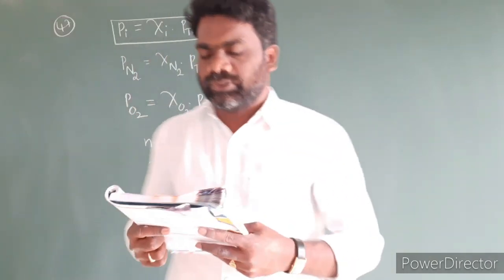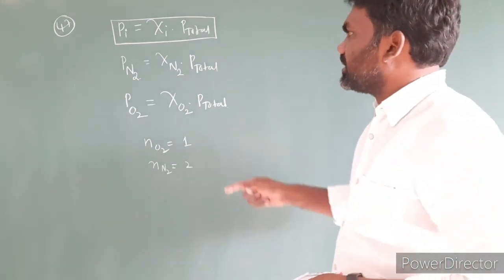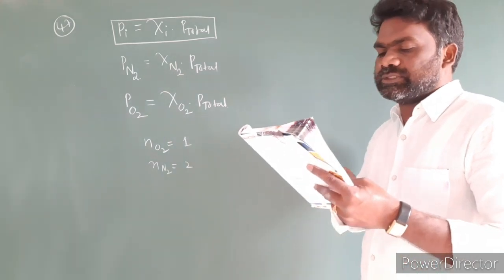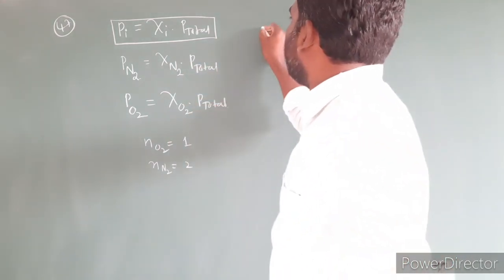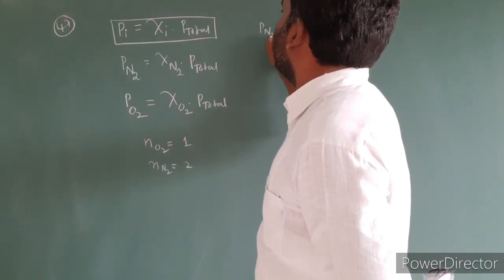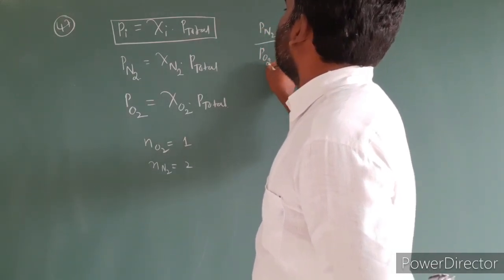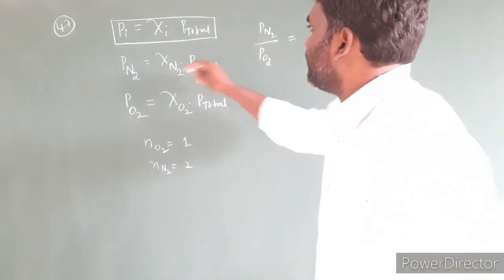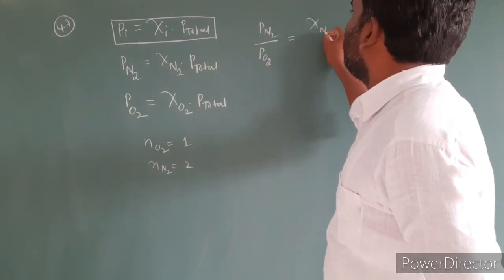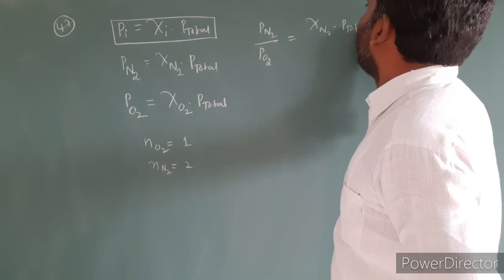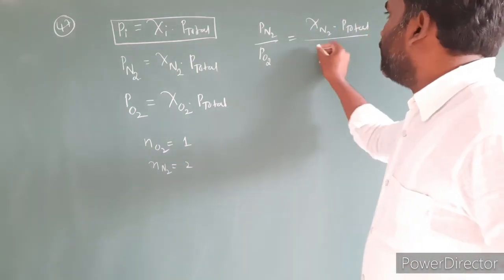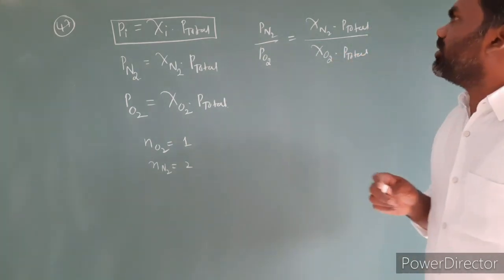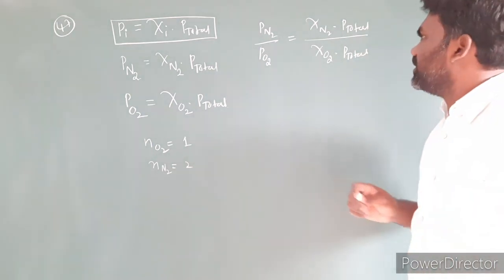The ratio is 1:2. Next, what we have to calculate is the ratio of partial pressures of nitrogen and oxygen in the mixture. So I am taking the partial pressure of nitrogen by the partial pressure of oxygen. That is equal to the mole fraction of nitrogen into P total by the mole fraction of oxygen into P total.